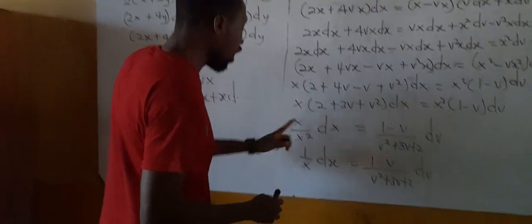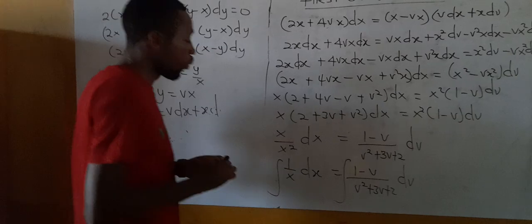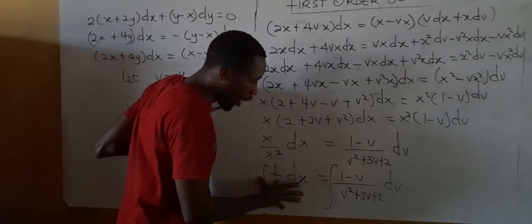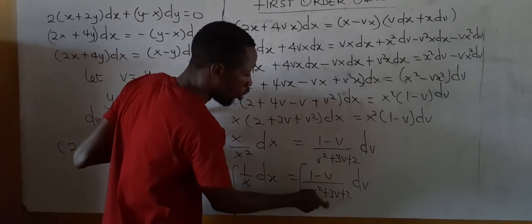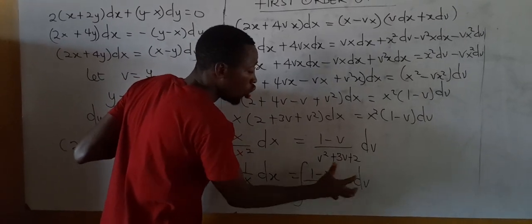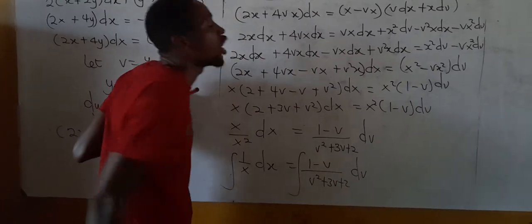Now, how do we get our function back? We integrate both sides, right? The integral of this side is easy to find. In the next part, you see that this is a quadratic expression. So how can we integrate this? We have to first resolve this into partial fractions.